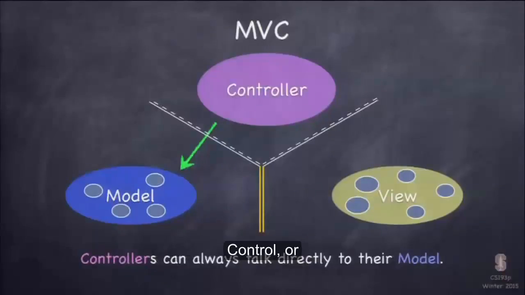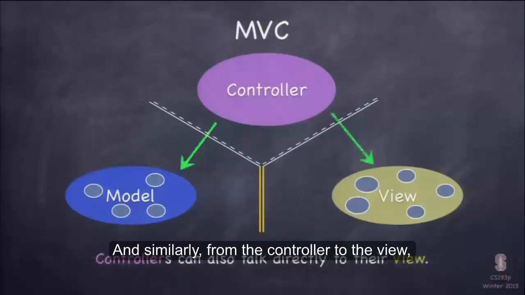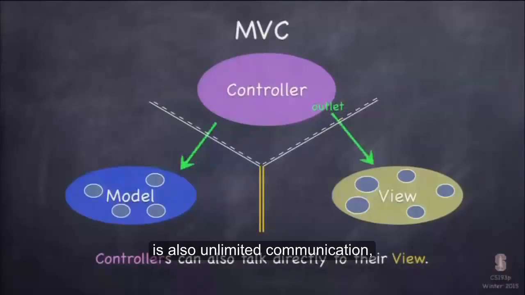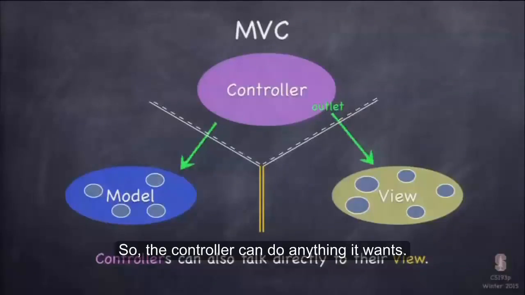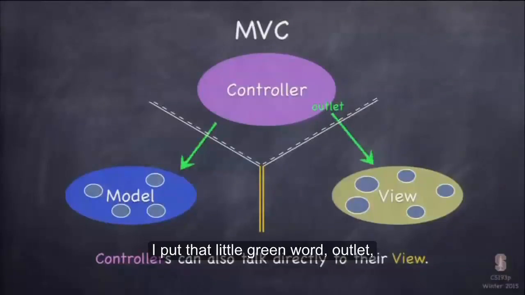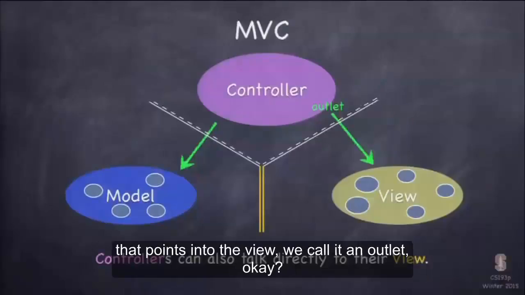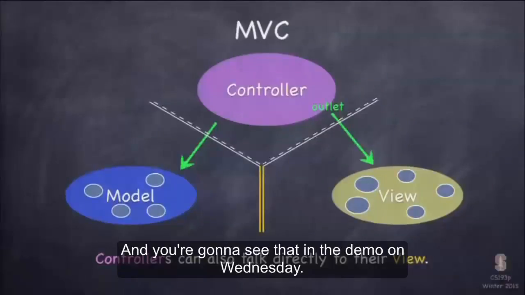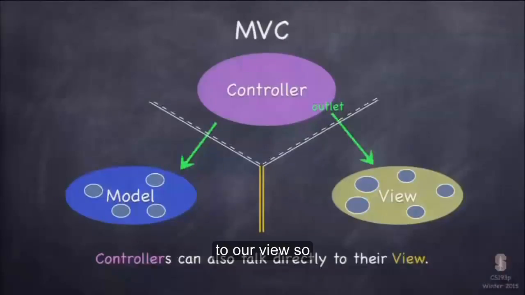This is a one-way arrow from the controller to the model. And similarly, from the controller to the view is also unlimited communication, because the controller is responsible for using its own minions. The view is the controller's minions to lay out the user interface and all that stuff. So the controller can do anything it wants. I've put that little green word outlet up there because when we have a property of a controller that points into the view, we call it an outlet. And you're going to see that in the demo on Wednesday. I'm going to say, oh, let's create an outlet from our controller to our view so our controller can talk to its view.